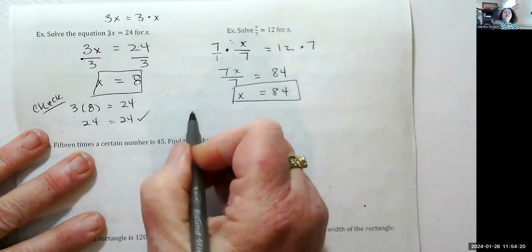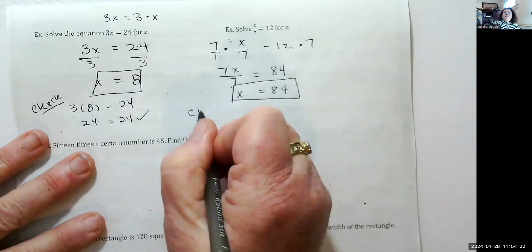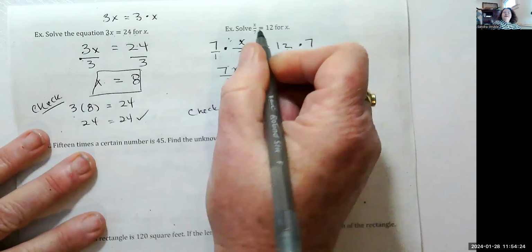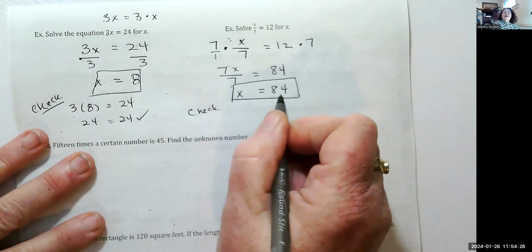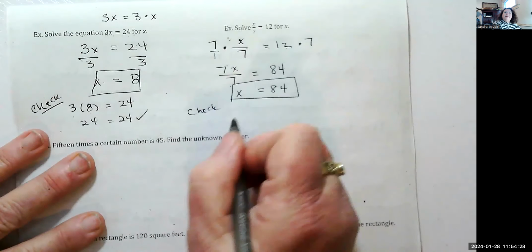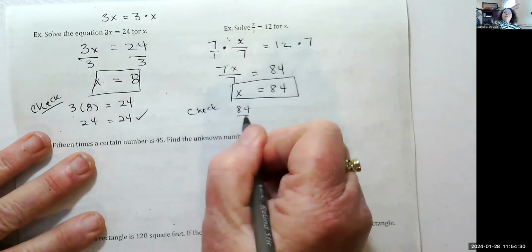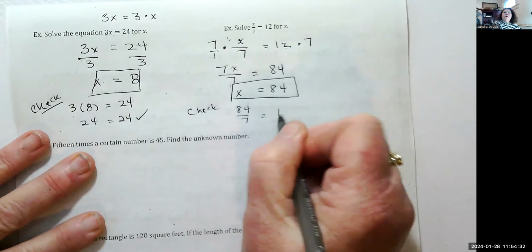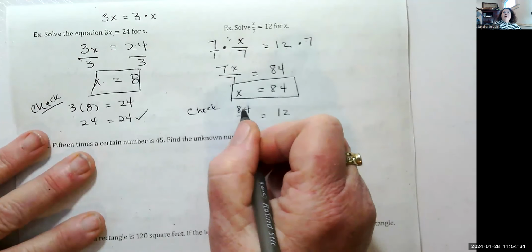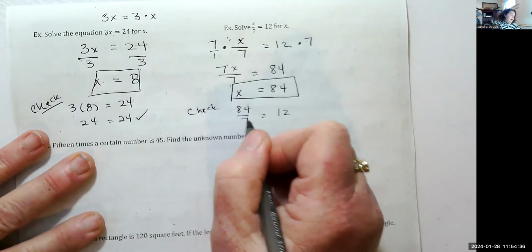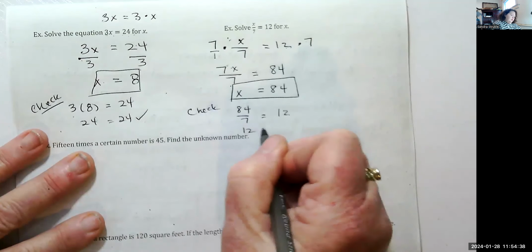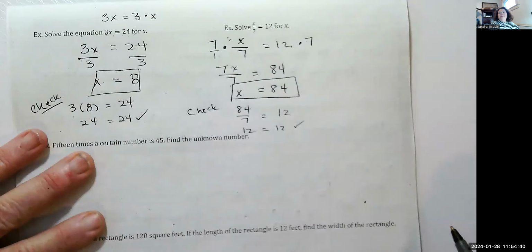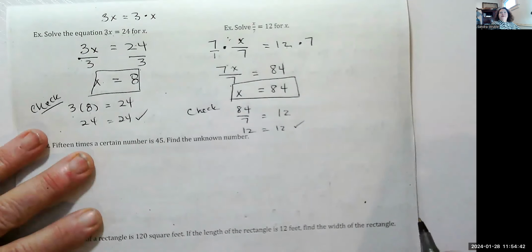All right, to check, we're going to put in 84 divided by 7 equals 12. When you divide 84 divided by 7, that is 12, equals 12, we're golden. Okay, so that works perfectly.